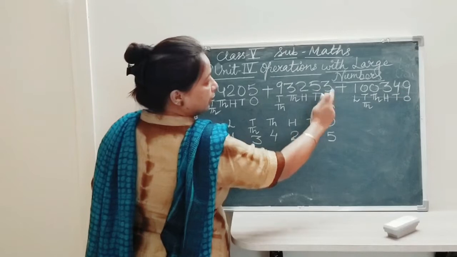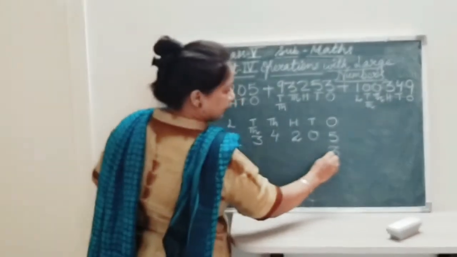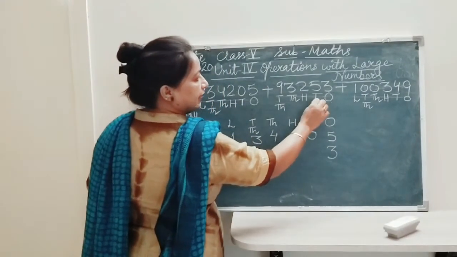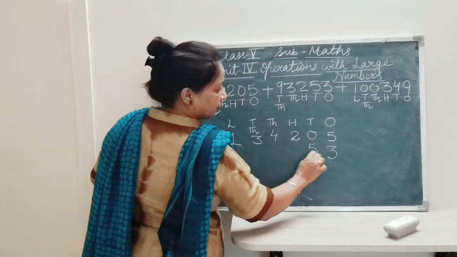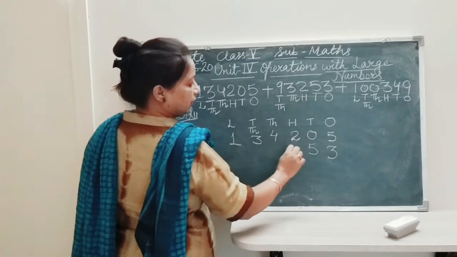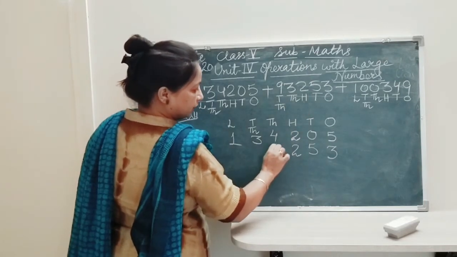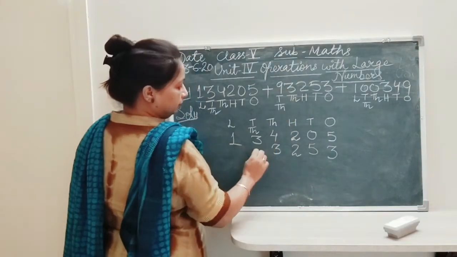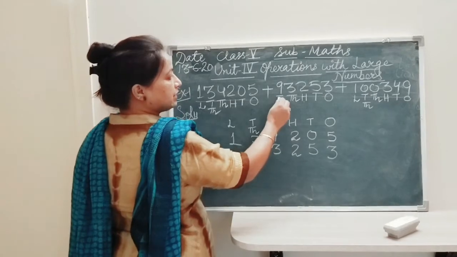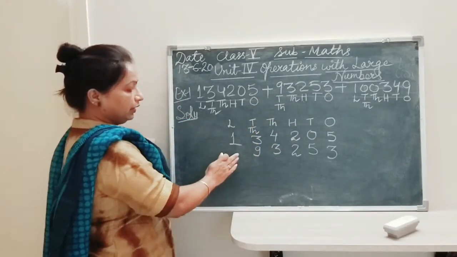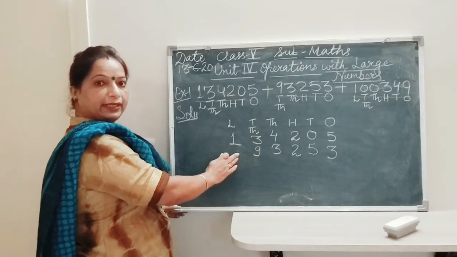Under ones column will come 3. So we are going to write this 3 over here. In the tens column will come 5. 100 column will come 2. 1000 column will come 3. 10,000 column will come 9. As you can see, there are no lakhs over here, so we'll leave the space over here. We are not going to write anything over here.